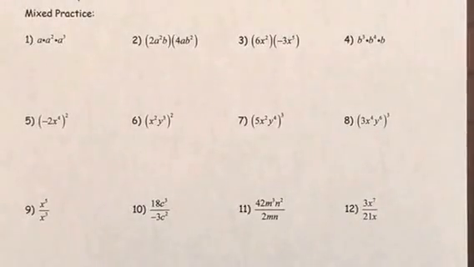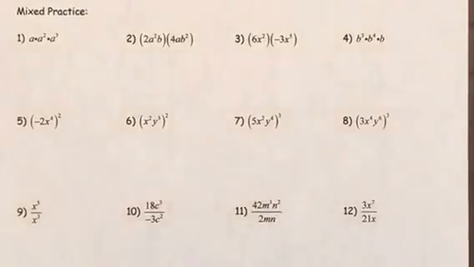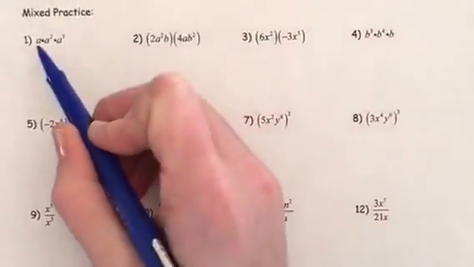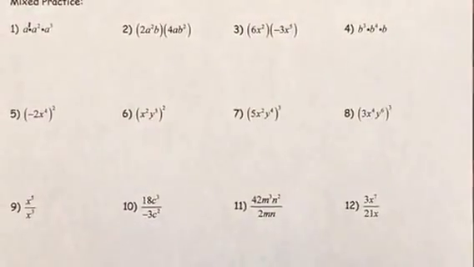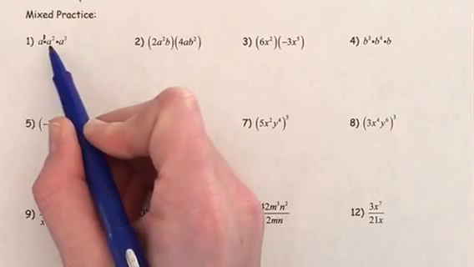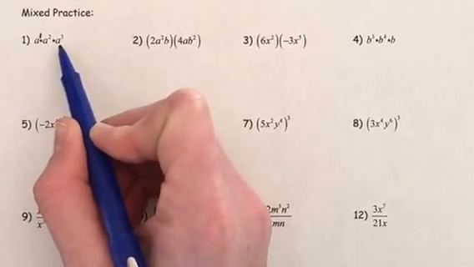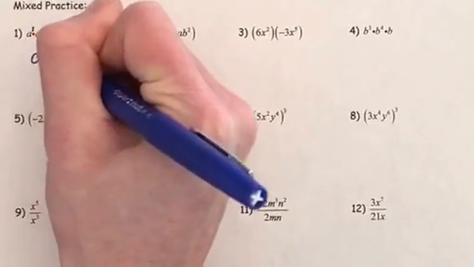Okay, so for example number 1 here, we have the same base, they're all a's, and we're multiplying them. So when you multiply exponential expressions, you add the exponents. And remember that if something doesn't have an exponent, it's like a ghost 1. It has that exponent of 1 up there. So this is a times a times a times a times a times a. So we end up with a to the 6th power.